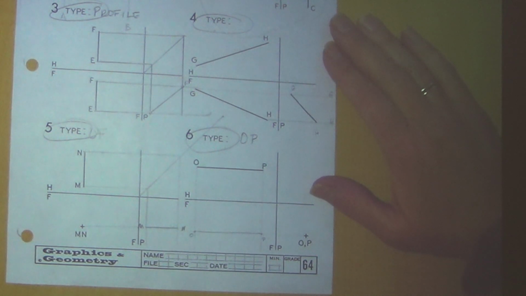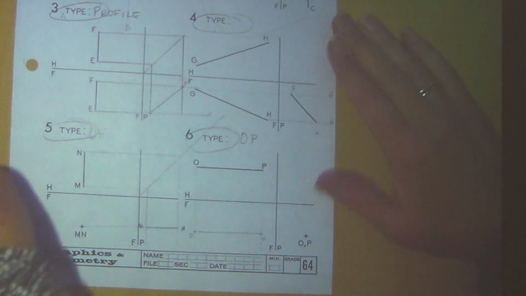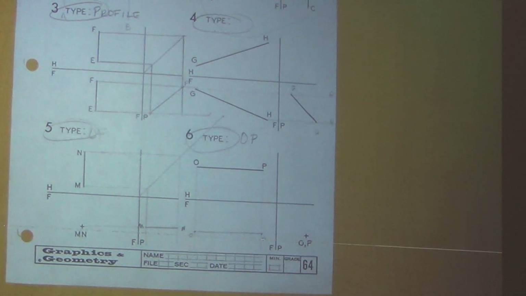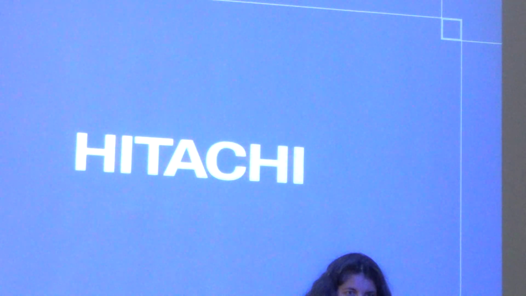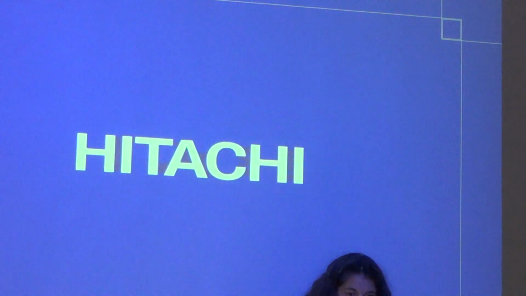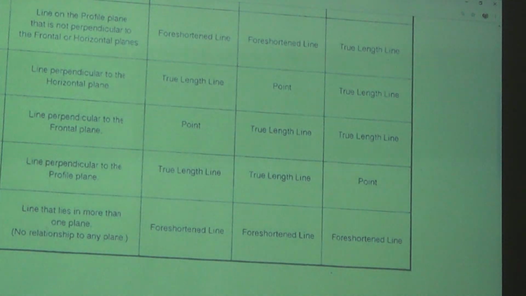We're left with number 4 now. So let's go back to Canvas. Which one, Daniel? Which one? Number 3 is a diagonal line on the profile, so it's a profile line.